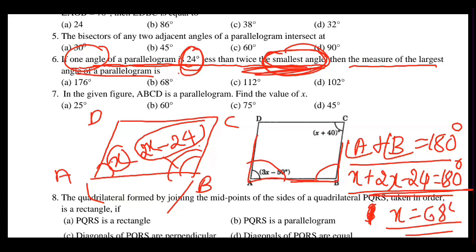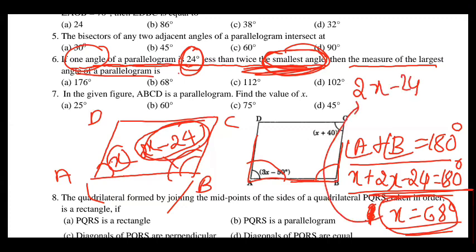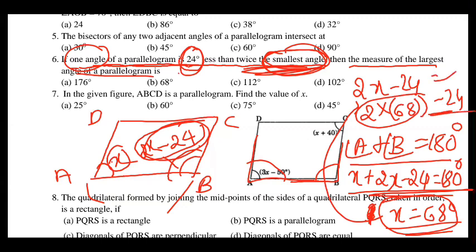But what do we need here, beta? That is the smallest angle. But we need the biggest angle, angle B. Correct? Angle B ka kya hota hai? 2x minus 24. Yahan pe aap kya apply karoge? x you will apply here, right? Now tell me 2 into 68 minus 24. What is 2 into 68 first and then minus 24? This will give you the largest angle. That's all. Angle B will be 2 into 68 minus 24. What is the answer to this?